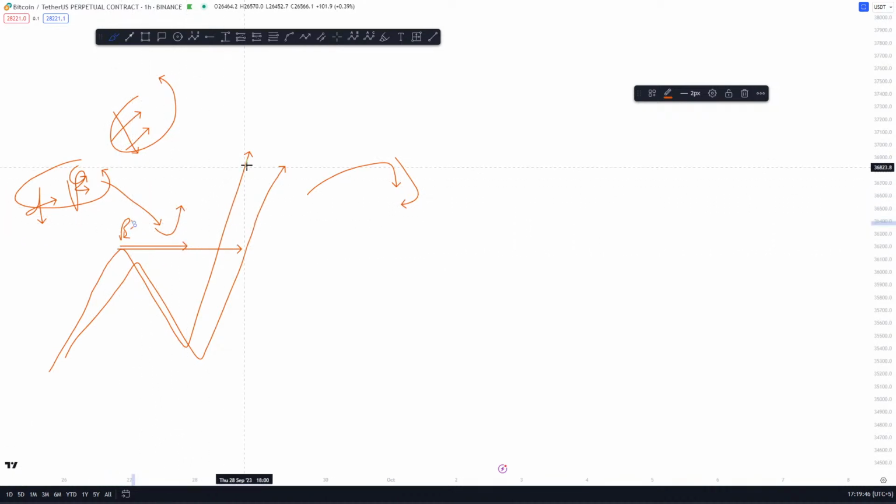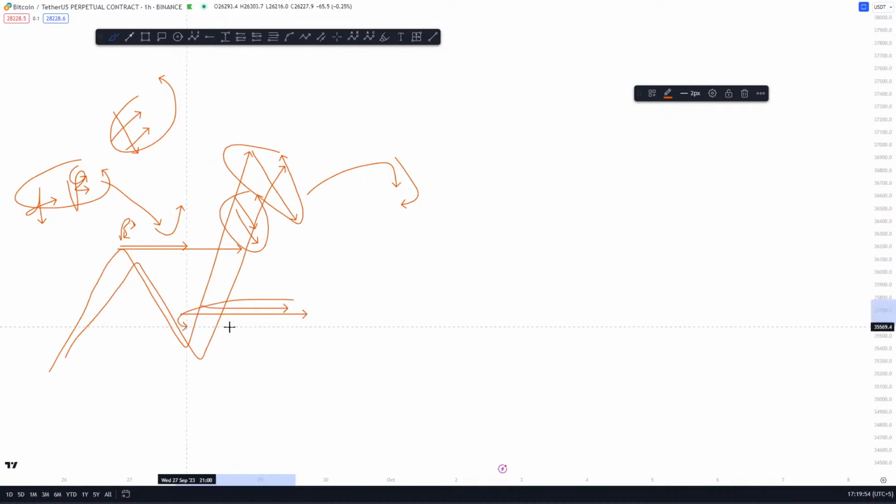After an impulse there will be some sort of correction, but we don't know where this correction will start from, here, here, or here. So it's better to wait for price to mitigate your demand.